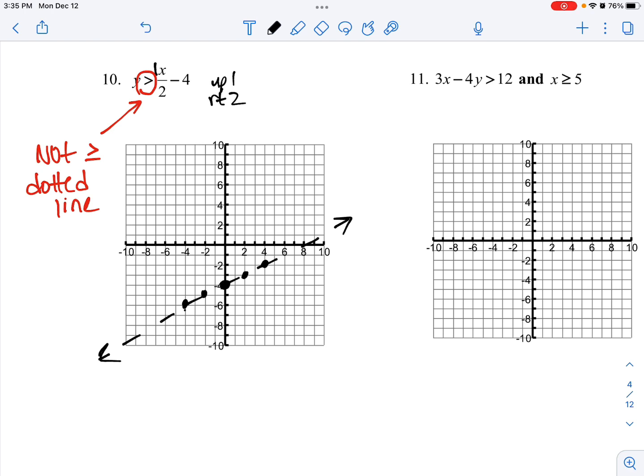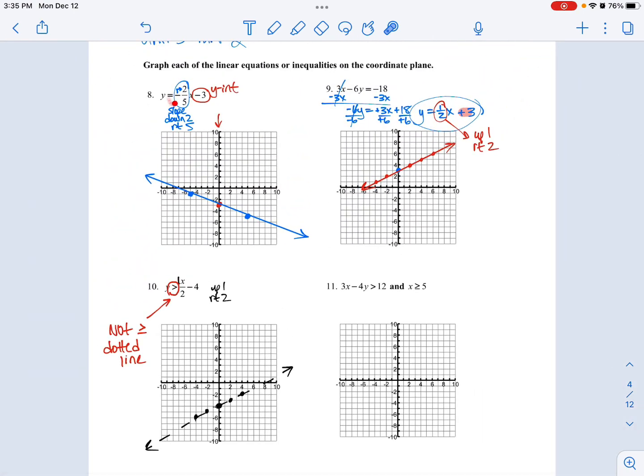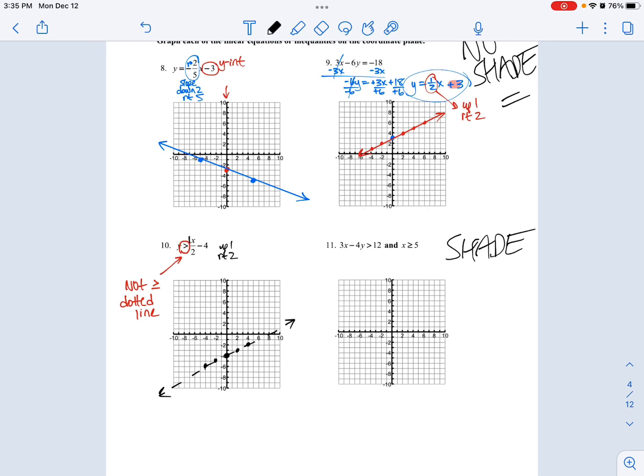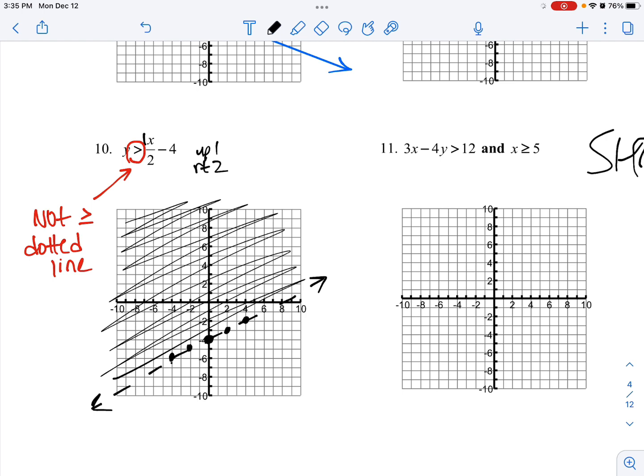And then which way am I supposed to shade? Wait, why didn't we shade for the previous two? These both had equal signs. So when there's an equal sign, no shading. When you have these inequalities, greater than or less than, that means you have to shade. So these ones we're going to shade. Okay. All right, greater, it's pointing to the right. Right means up. I'm shading this way. You're going to have to look really closely at those multiple choice answers, okay?